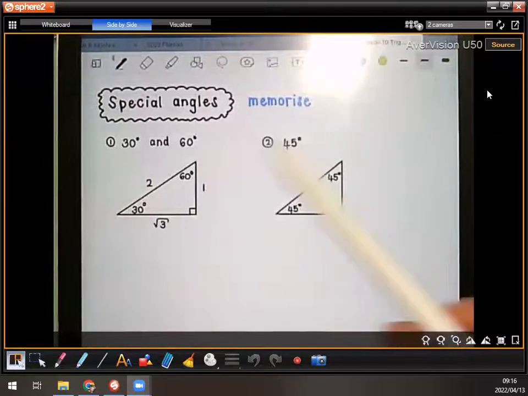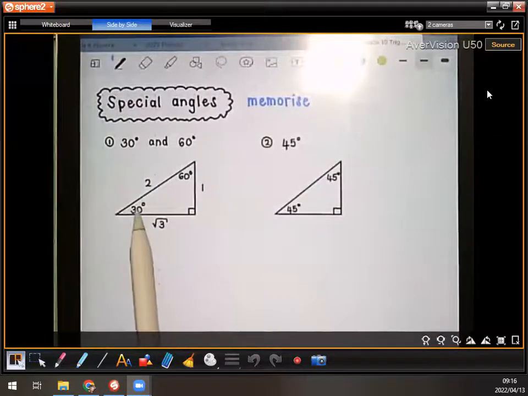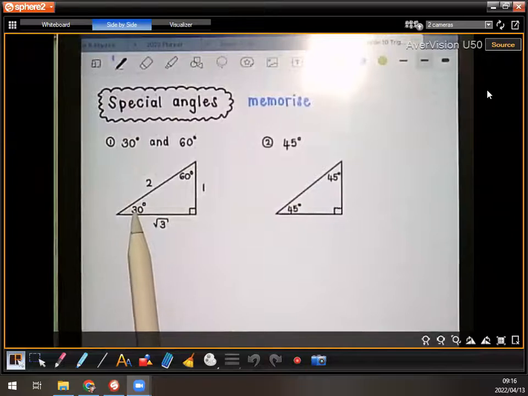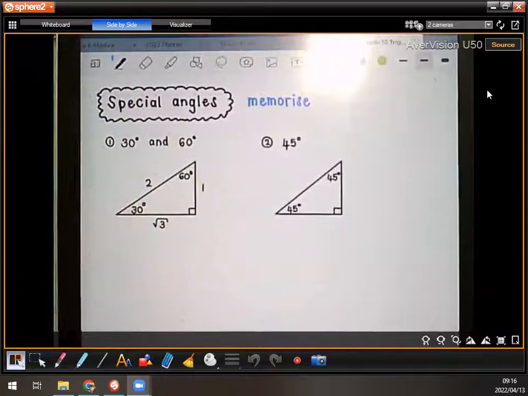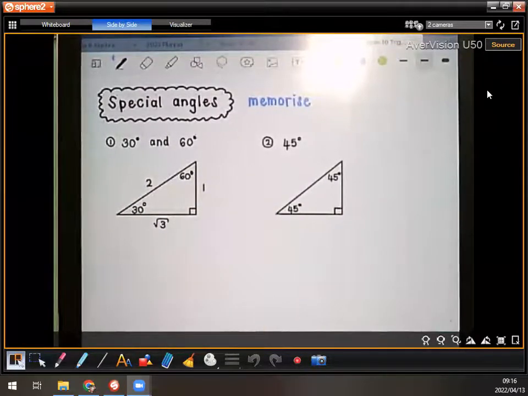So I always draw it in this orientation. I always put my 30-degree angle at the bottom. And then I just remember that the 1 is opposite the 30, and then I go around 1 to 2, like that. But then the 3 is just root 3. That's how I always set up mine.